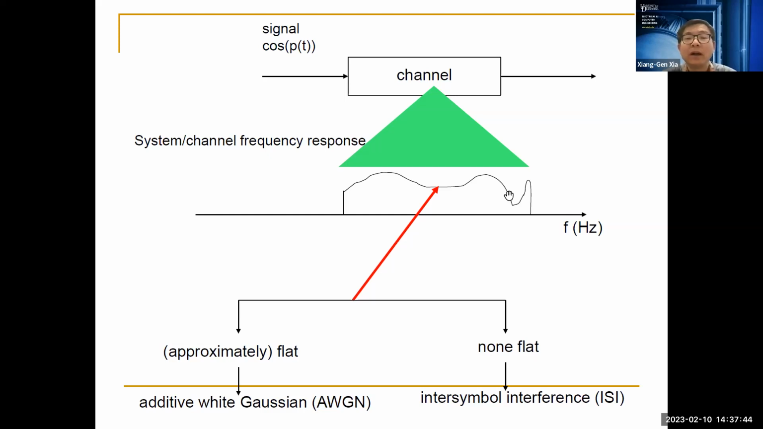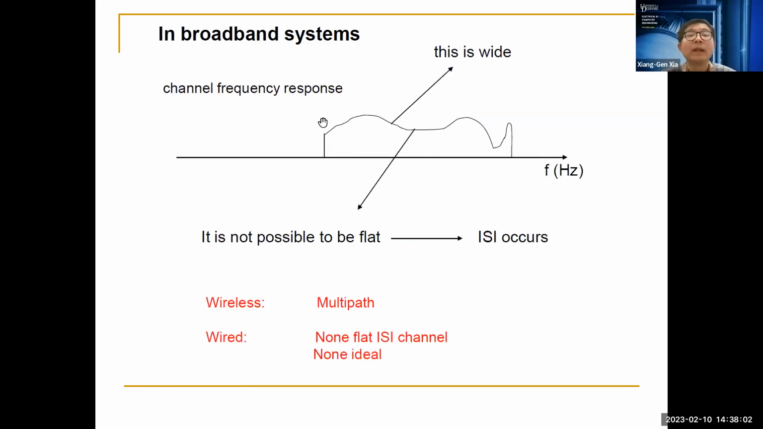So there are two kinds of channels, and for graduate students and beginners, when we study digital communications, mostly we study the AWGN channel, the narrowband channel. For these two kinds of channels, clearly for broadband, if the bandwidth is broad, the flatness of this spectrum is less possible. It's not possible to be flat if this bandwidth is very, very broad. Then intersymbol interference occurs, right? In wireless it is multipath, wired is also kind of multipath, but inside the cable. Still the channel is not flat, a non-ideal channel.